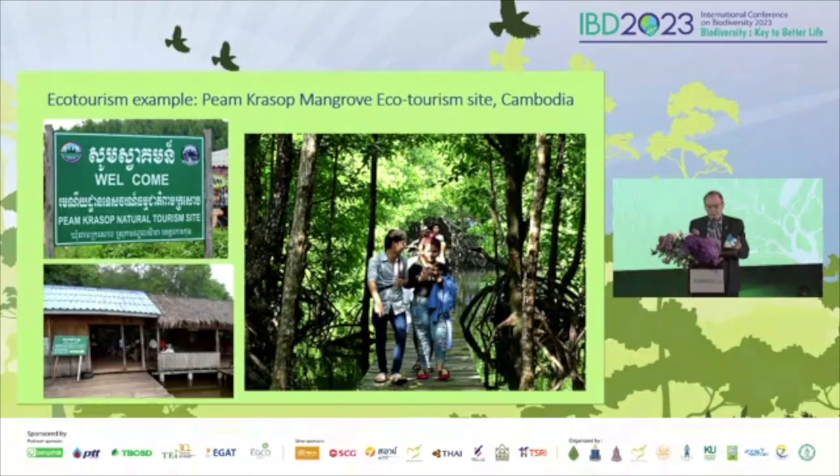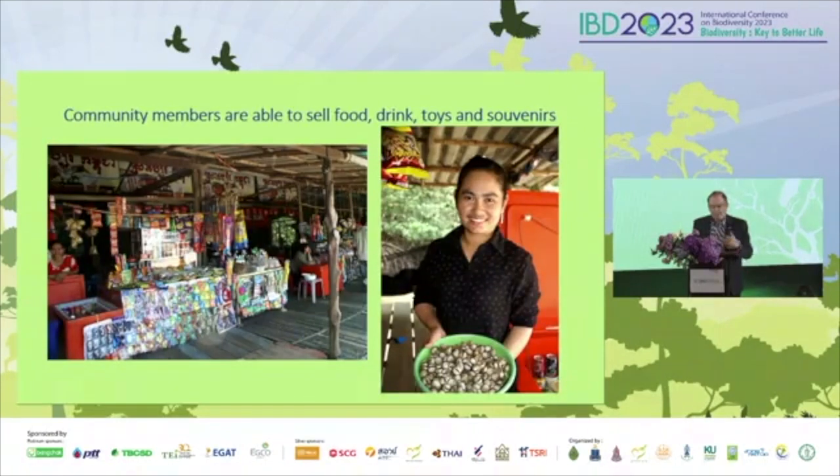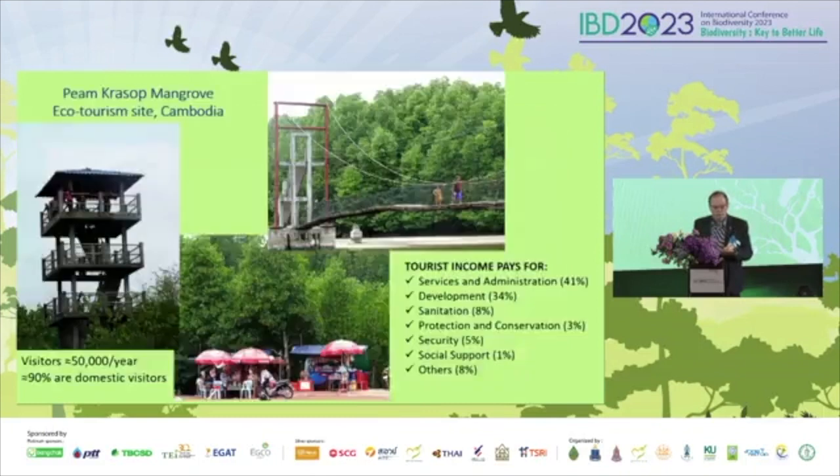An ecotourism example, the best one I have is in Cambodia, in Koh Kong. And this is a community-managed area. They have taken responsibility for managing several hundred hectares of mangrove, and they have created a very effective tourist site. The local people are members of a conservation group with elected officials, and they have an official agreement with the governor of Koh Kong province and the Department of Environment to manage the area for ecotourism.